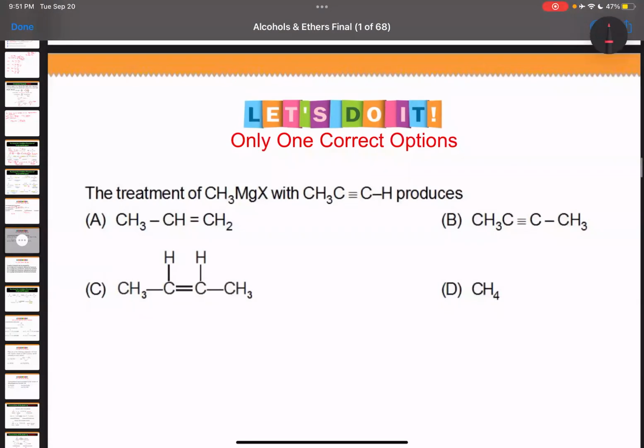Yeah, Nabil. Sir, how do we know which bond will undergo cleavage, sir? Actually, I can give you a hint, and that is: alkynes have acidic hydrogen. Terminal alkynes.